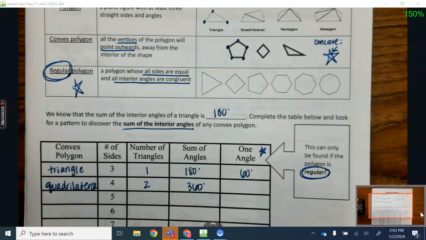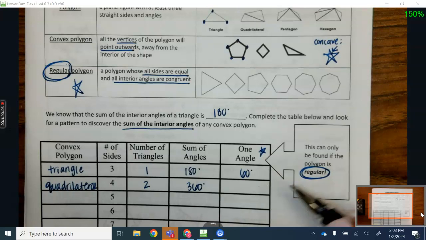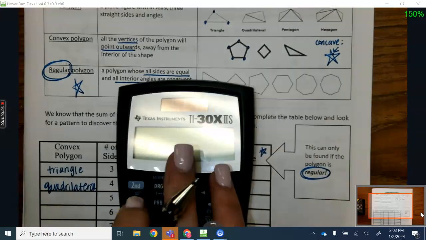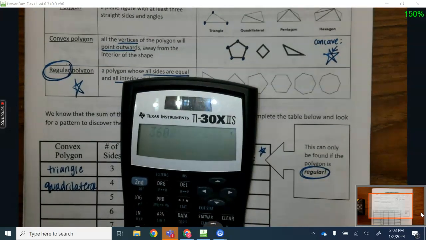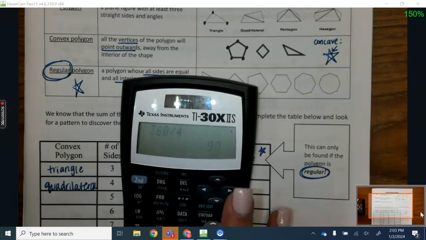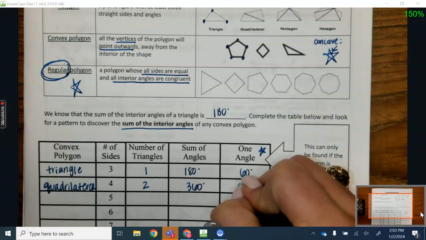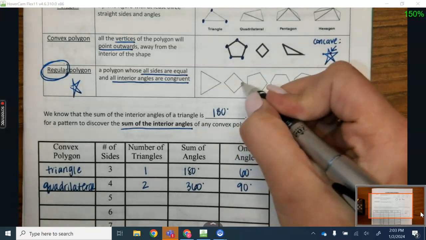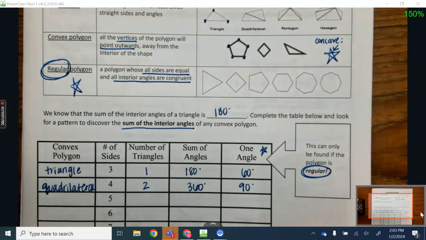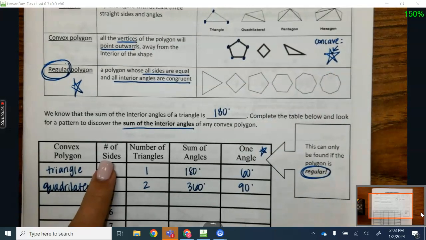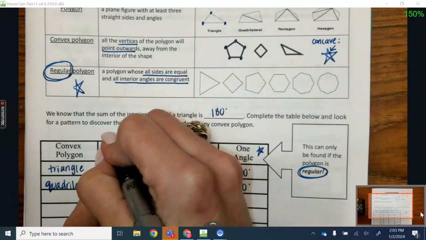So think about it. Every quadrilateral, or a full circle kind of, has 360 degrees. If it was a regular quadrilateral, meaning it's a square, I would take 360 divided by the number of angles, which would be 4. So every angle in a regular quadrilateral has to be equal to 90. Again, there are 4 angles. The number of angles is going to be the same as the number of sides, which is called n.